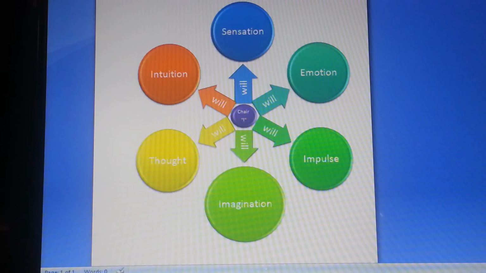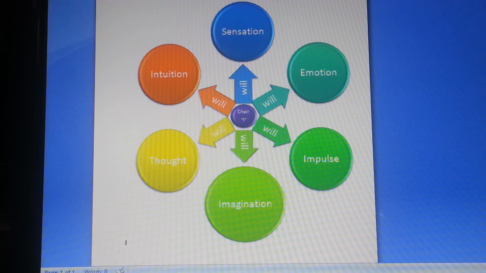And then ask yourself a life question. What do I sense about this? What do I feel or emote about this? What is the impulse that comes to mind? What in my imagination do I think can come of this? And what do I think about this? What does my intuition have to say about this?